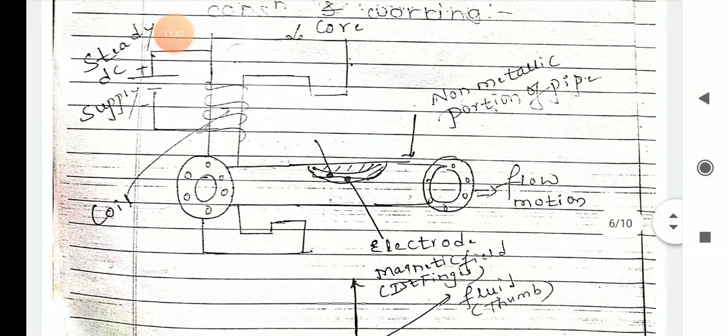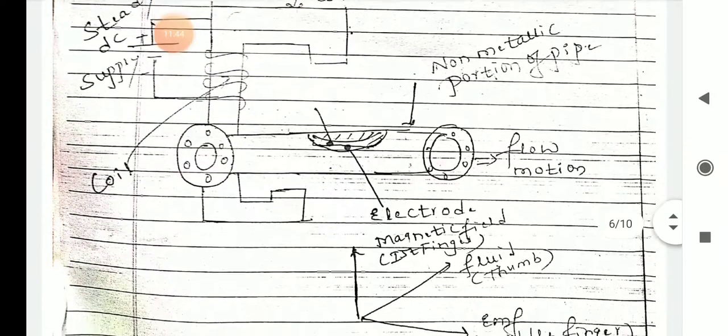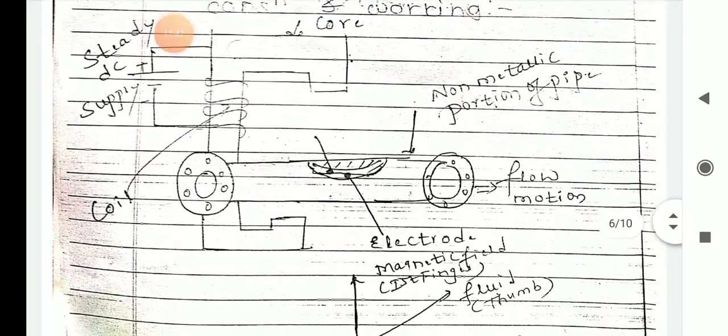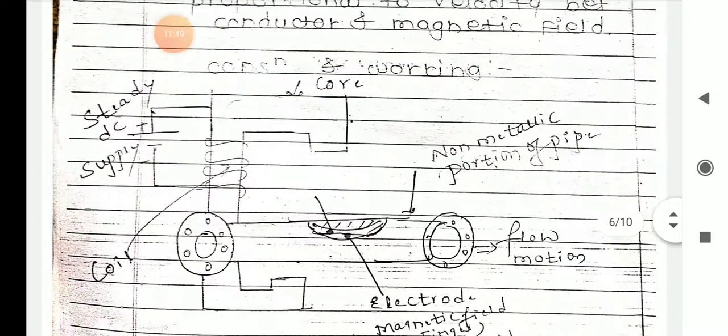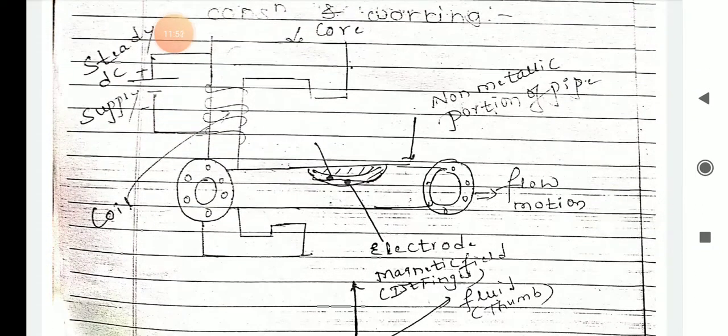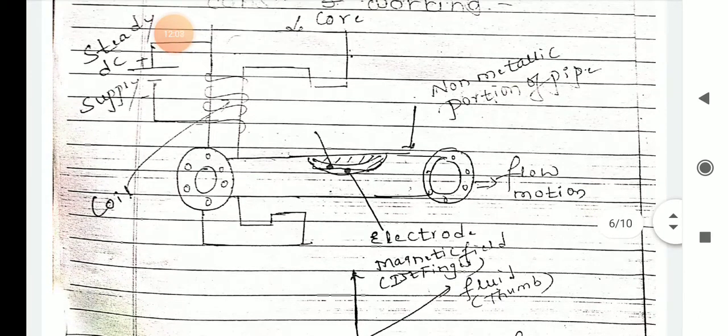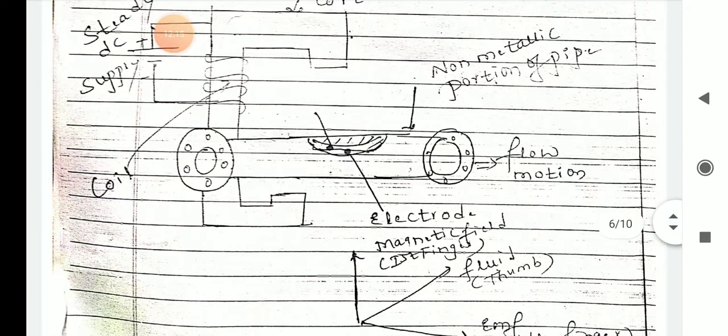As we can observe in the construction and working, this is the diagrammatic representation of the electromagnetic flow meter. The figure shows the construction of the electromagnetic flow meter. It consists of a non-metallic portion of the pipe, which is made up of fiber glass. The pair of electrodes are mounted opposite to each other inside the wall of the pipe carrying the liquid whose flow is to be measured.